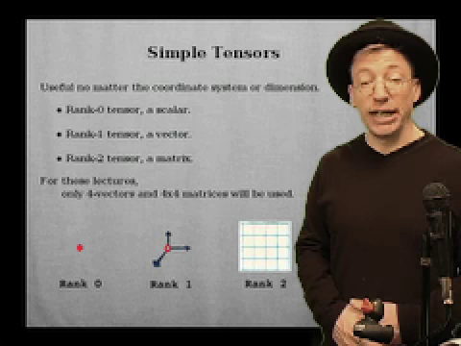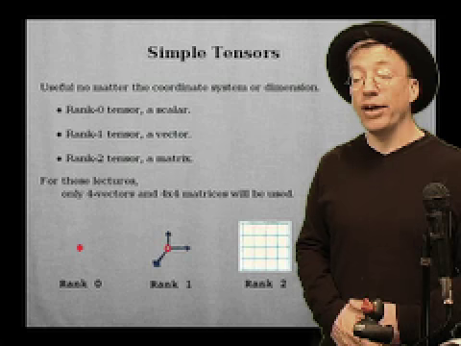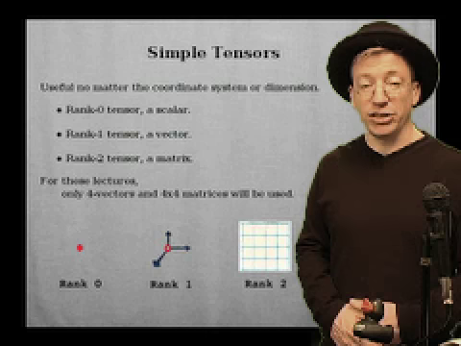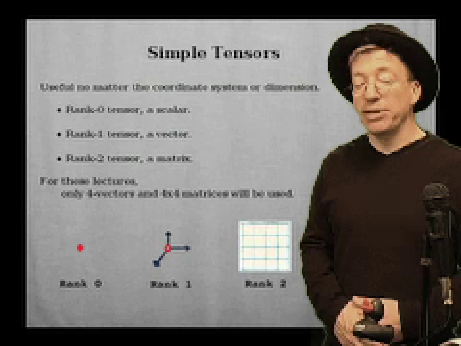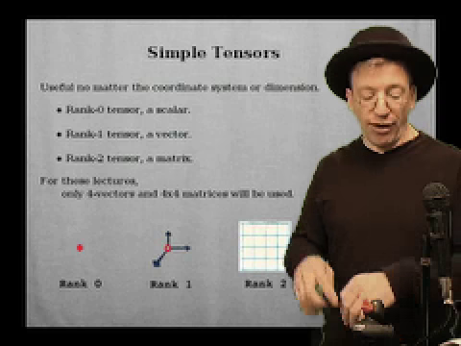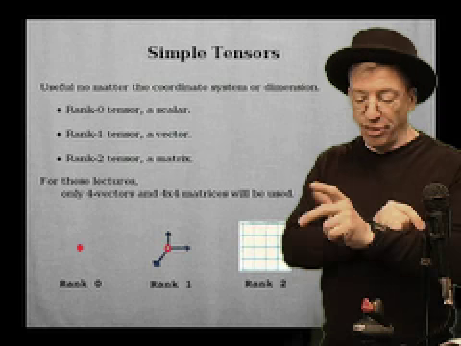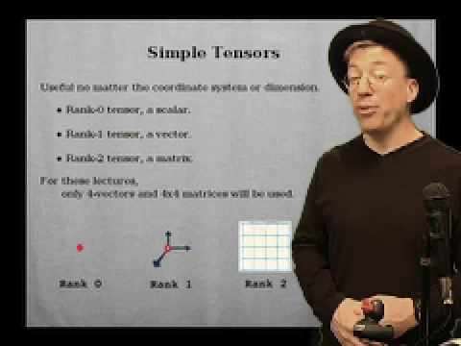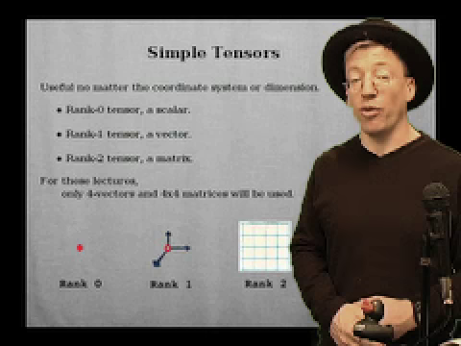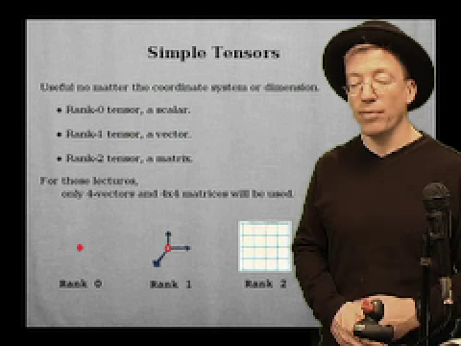Another great property of tensors is that they can work in an arbitrary number of dimensions. They can work in 10 dimensions, 11 dimensions, but let's get real. We really only have one time dimension and 3 space dimensions. So in this series of talks, I will only deal with 4 dimensions.